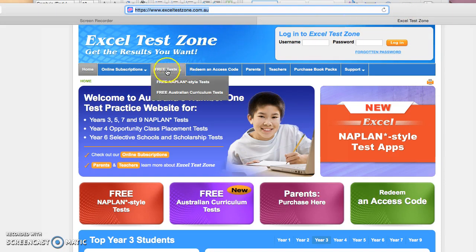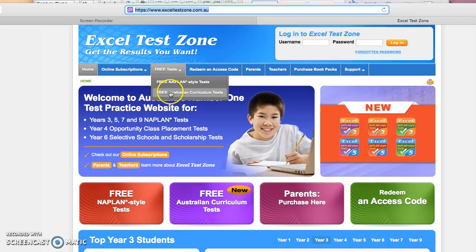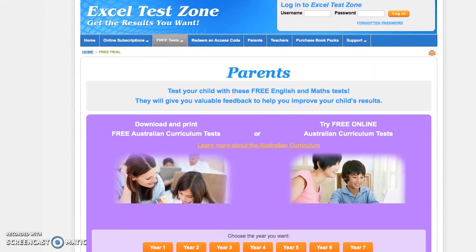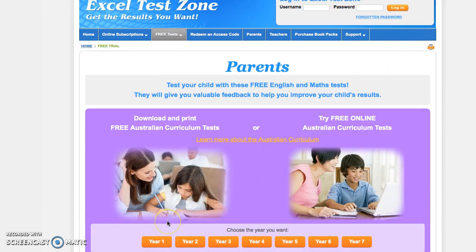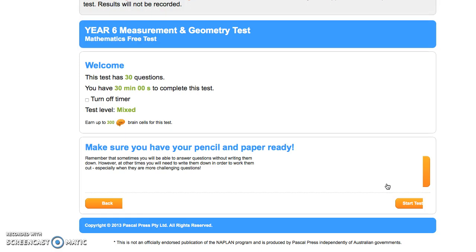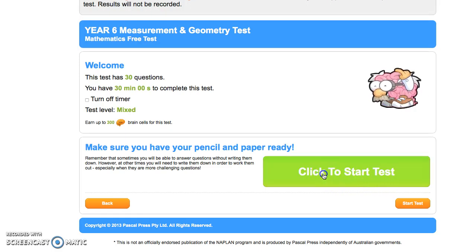So, www.exceltestzone.com.au, and if you go to free tests here, you can go to free Australian curriculum tests. And then down here, it includes levels 1 to 7. So if we go to level 6, then you go to the measurement and geometry test. So take test. And click to start test.